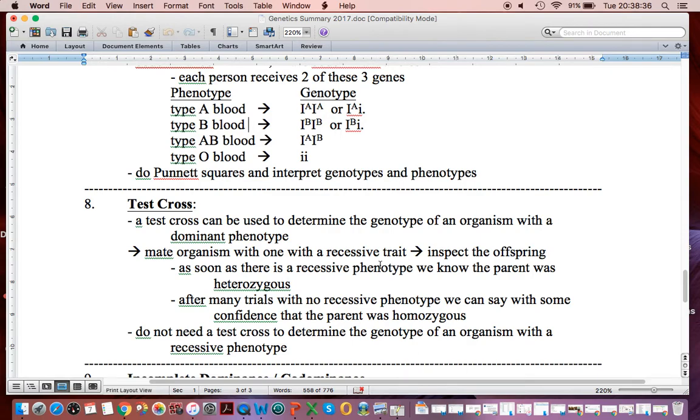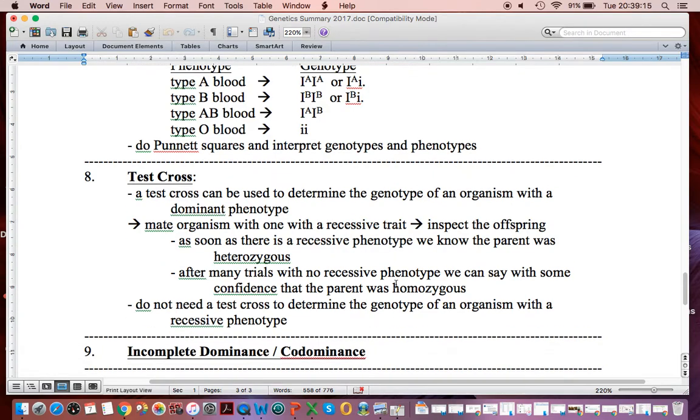Now, anytime you get the recessive trait appearing, there's no doubt about it. The organism with the dominant phenotype has to have been heterozygous because it has to have had the recessive gene that it could donate to the offspring and get together with the other recessive gene. If it's homozygous dominant, there's no possibility you'd get a recessive trait. On the other hand, if all you get is a dominant trait, it's probably going to be homozygous dominant, but you never know for sure because both homozygous dominant and heterozygous can produce a dominant trait. But the more times you do it, you increase the likelihood that it was homozygous dominant.